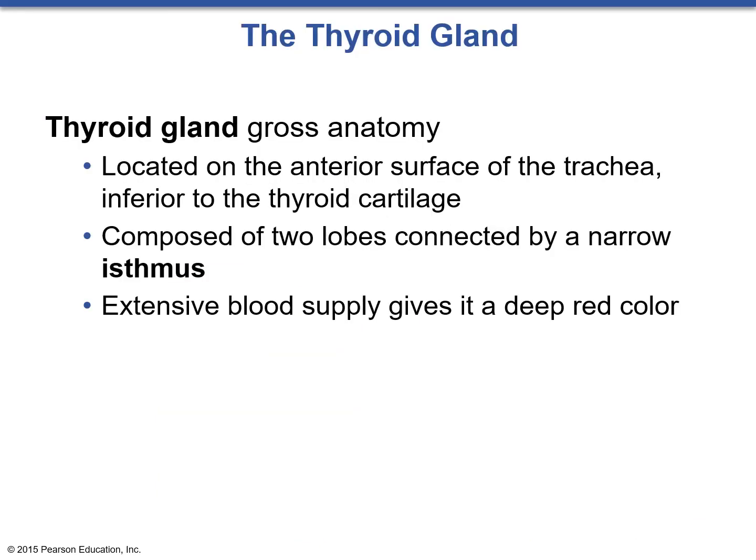We will now move on to the thyroid gland. The thyroid gland is located just below the thyroid cartilage, otherwise known as the Adam's apple in the throat. The thyroid gland produces two related hormones, thyroxine and triiodothyronine, so T4 and T3, as well as another hormone called calcitonin. Calcitonin is going to help regulate blood calcium levels, whereas thyroxine and triiodothyronine are going to help to deal with metabolism. The thyroid gland itself is composed of two lobes connected by a narrow isthmus. It has an extensive blood supply, and this gives it a deep red color.